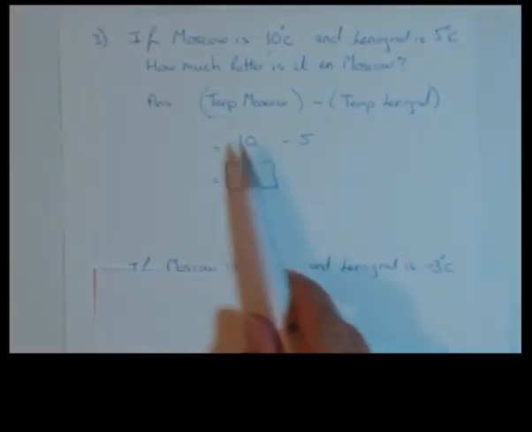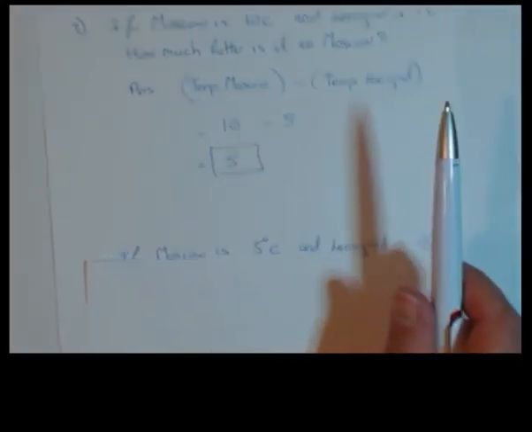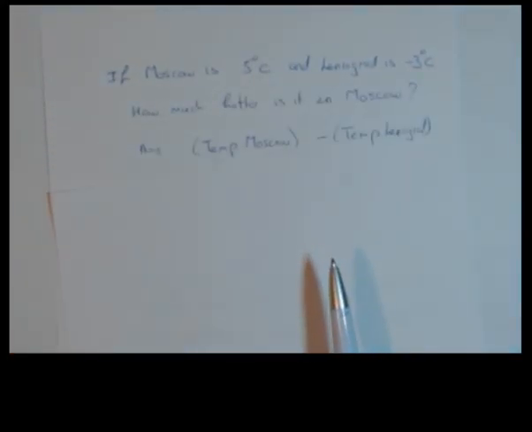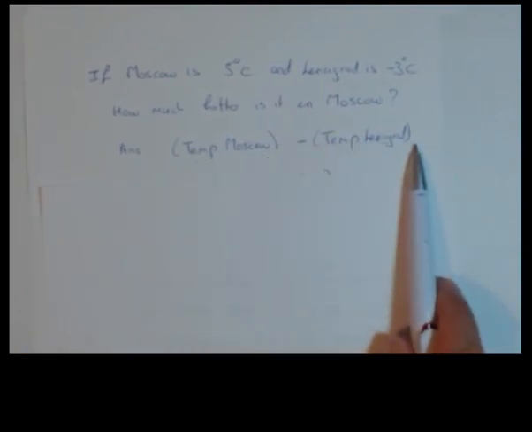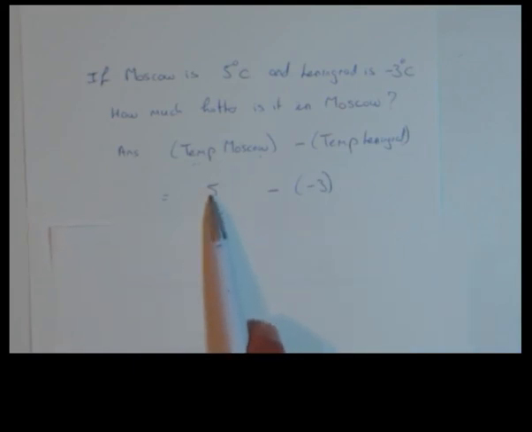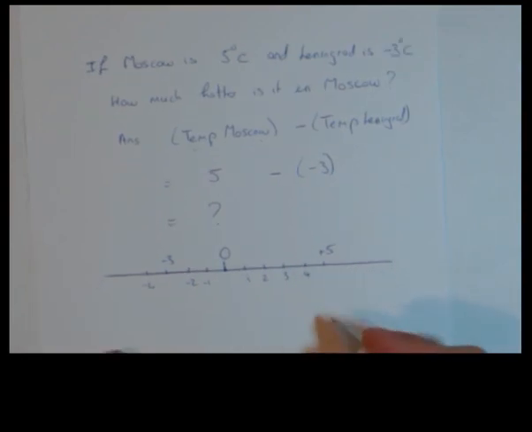So if you create a formula with numbers that you understand, then you can use the formula with numbers that are a bit different. So it's the temperature in Moscow less the temperature in Leningrad, which is 5 degrees, take away negative 3 degrees. But the question is, what is that? No idea what 5 take away negative 3 is. So let's have a look at it on that scale that we looked at earlier.